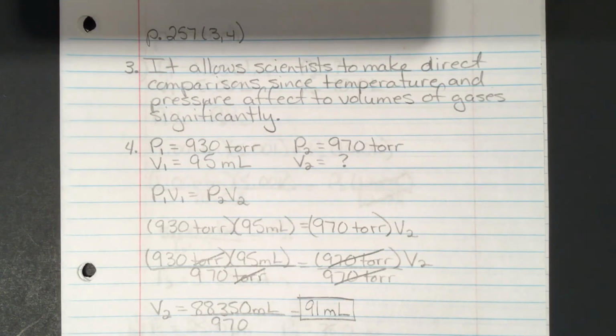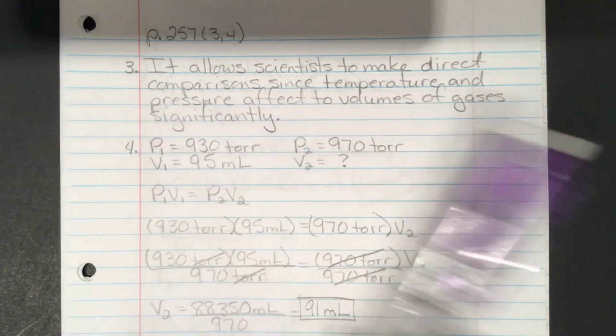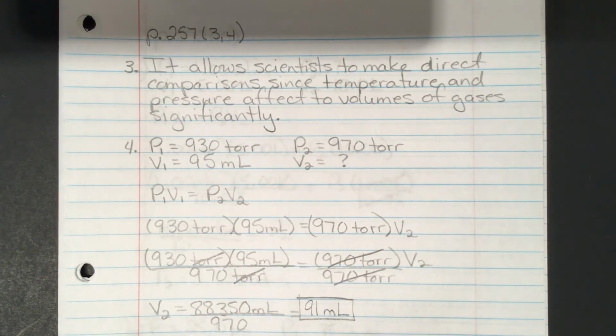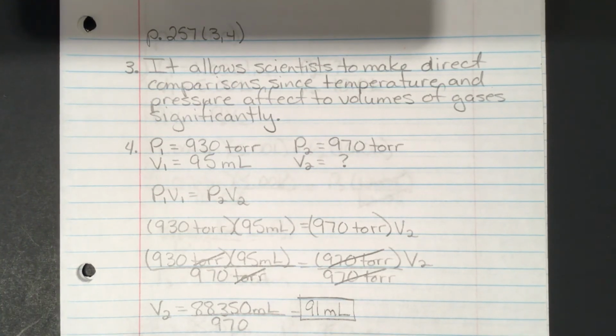Okay, so number 3 says, when dealing with gases, why is a standard value for temperature and pressure important? And right here, it allows scientists to make direct comparisons since temperature and pressure affect the volumes of gases significantly, as you saw with the bell jar demo and with the pop can demo. You saw that the volume changed pretty greatly.